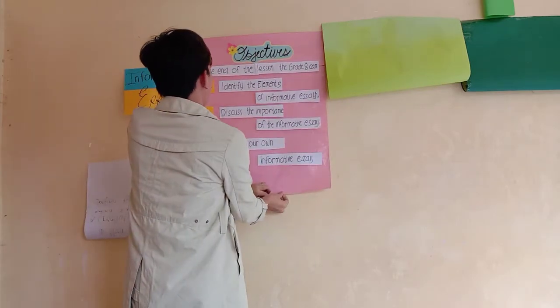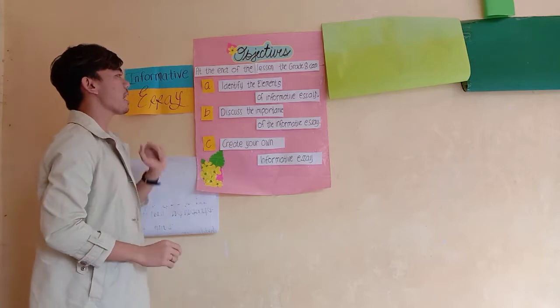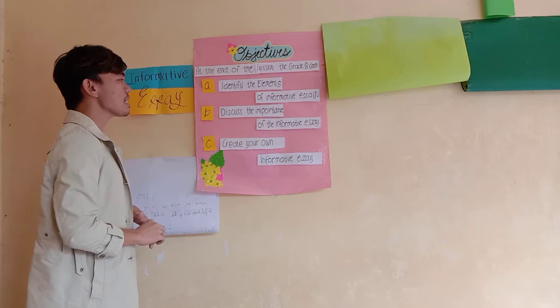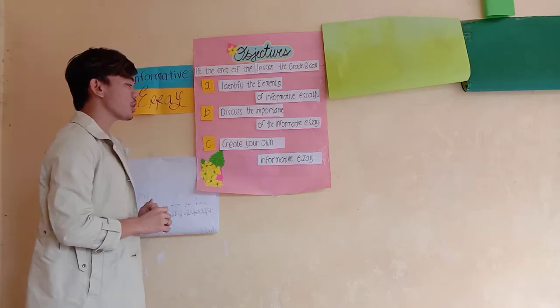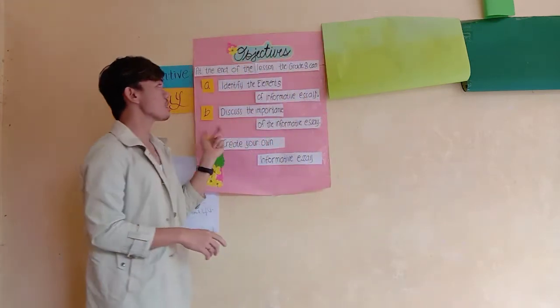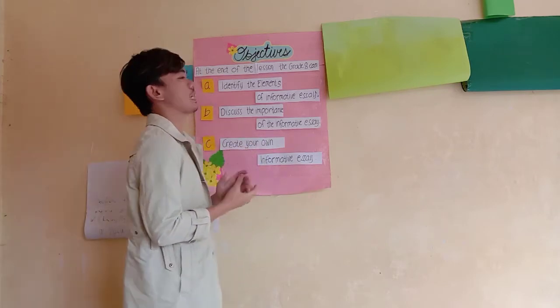Our objectives. At the end of the lesson, the grade 8 student can: A, identify the elements of an informative essay; B, discuss the importance of the informative essay; and C, create your own informative essay. So, what do you think? Is this objective attainable? Yes, and I hope we can attain this objective.